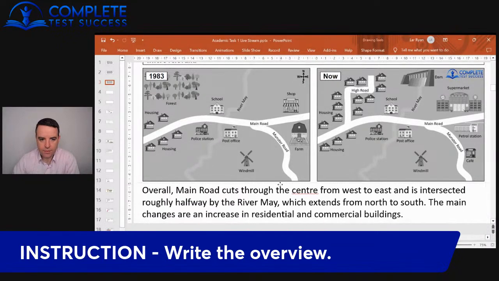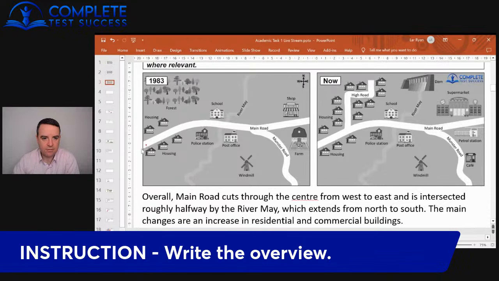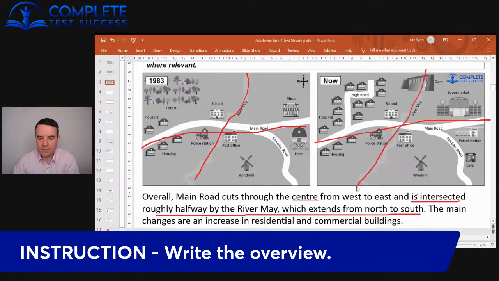So overall, Main Street cuts through the center from west to east. That just gives the reader an idea that there's a road going across that way. And then it is intersected roughly halfway by River May, which extends from north to south. So we have the river coming through here. That's true for both maps. It gives the reader a nice idea of a town with a road going this way and a river going down that way. So it gives them a general idea of the layout of the map, and then talk about the changes. The main changes are an increase in residential and commercial buildings. That's what I said.